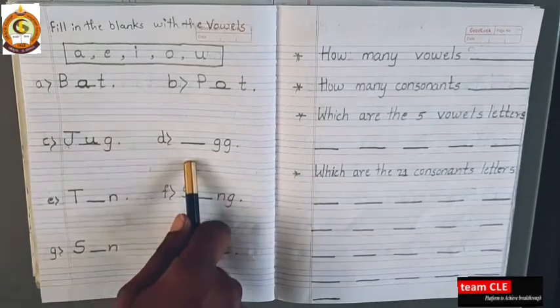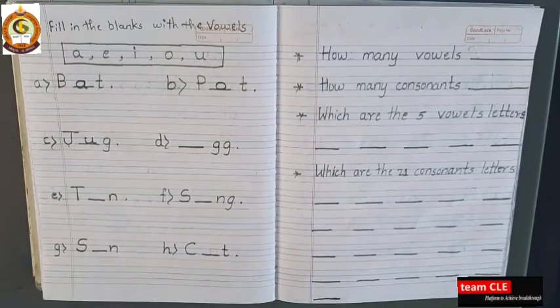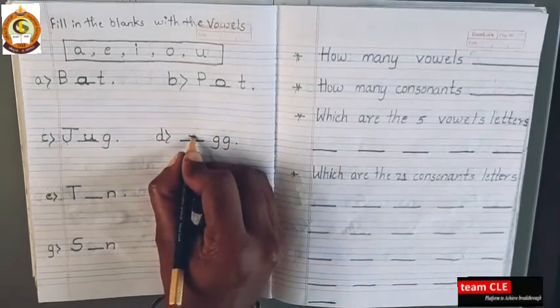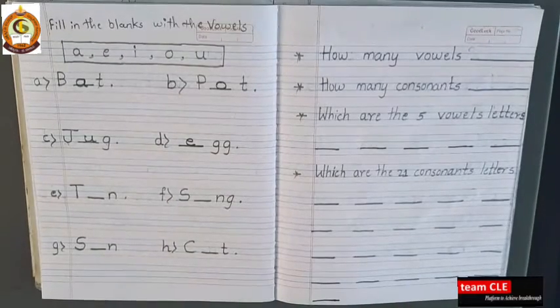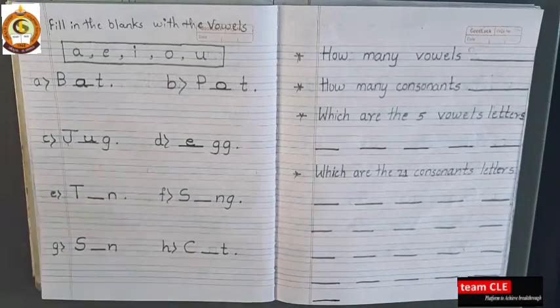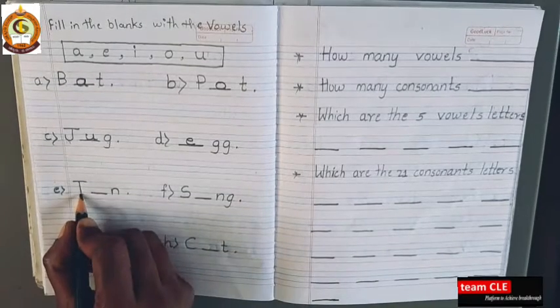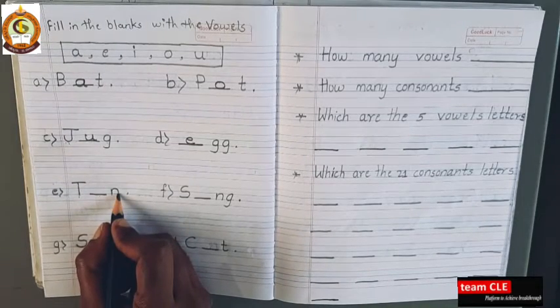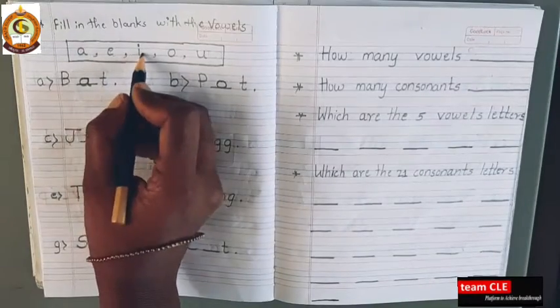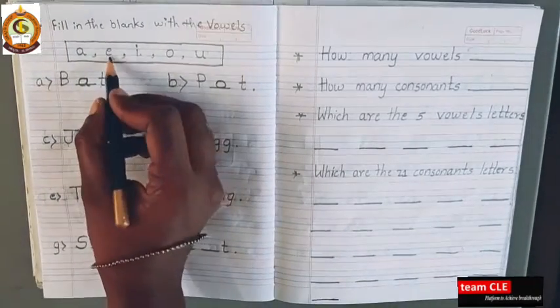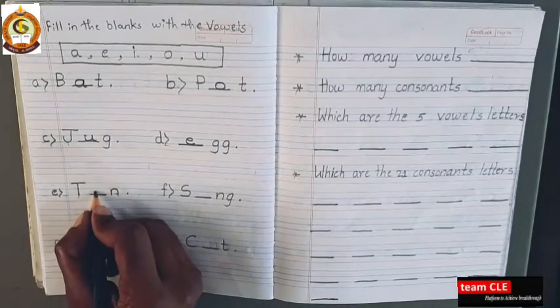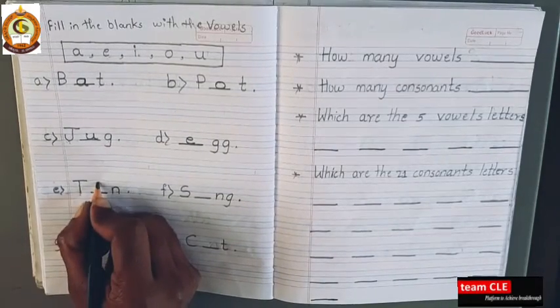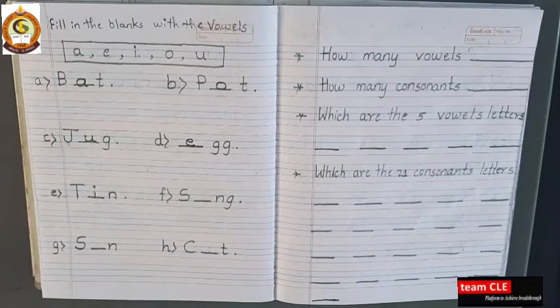Next, dash E-G-G. So here which vowel will come? Very good. Egg. E-G-G, egg. So write it here, E vowel. Okay, next, T-N. So which letter will come here? T-E-N, ten, or T-I-N, tin. So any one vowel you can write it here. So I will write I here. T-I-N, tin.